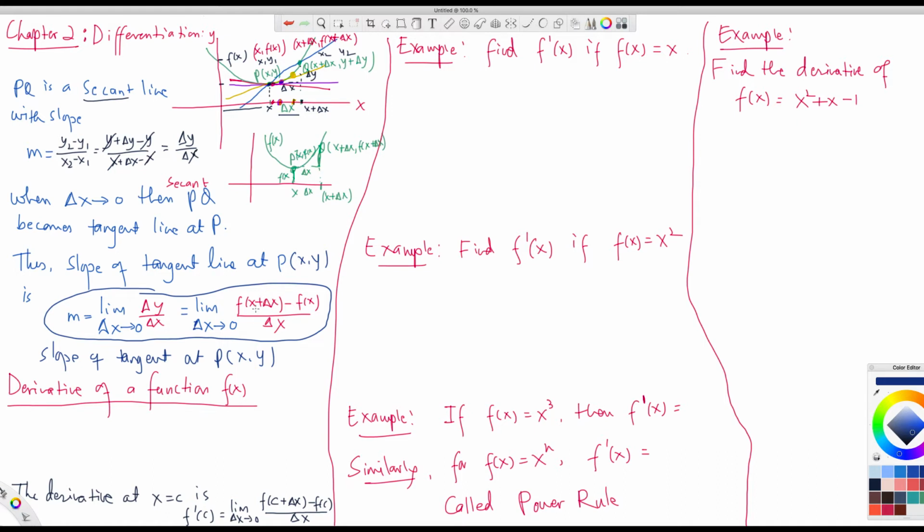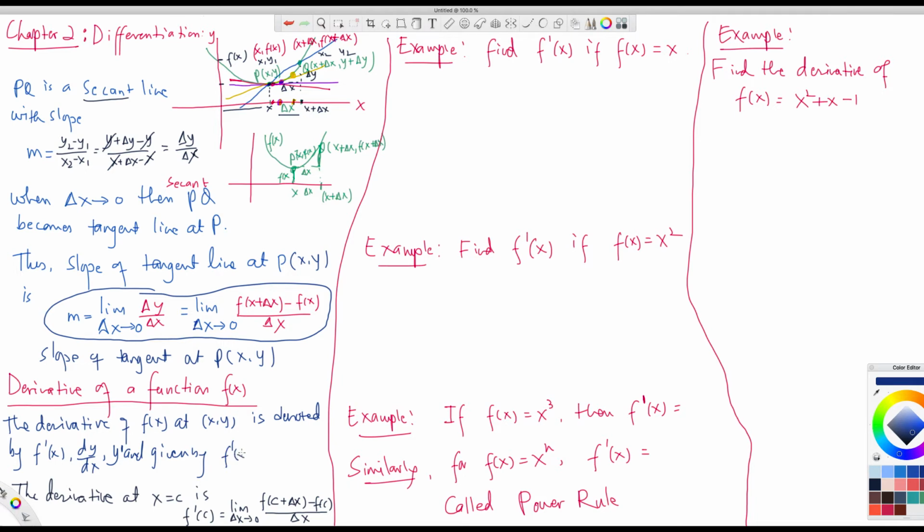Okay, let us define the derivative of a function. The derivative of a function at a point is basically the slope of the tangent line. So the derivative of f of x at x comma y, sometimes we denote by f prime of x, or we denote by dy over dx. Some people denote like that too, or some people denote like y prime. These are all the notations we use for the derivative.